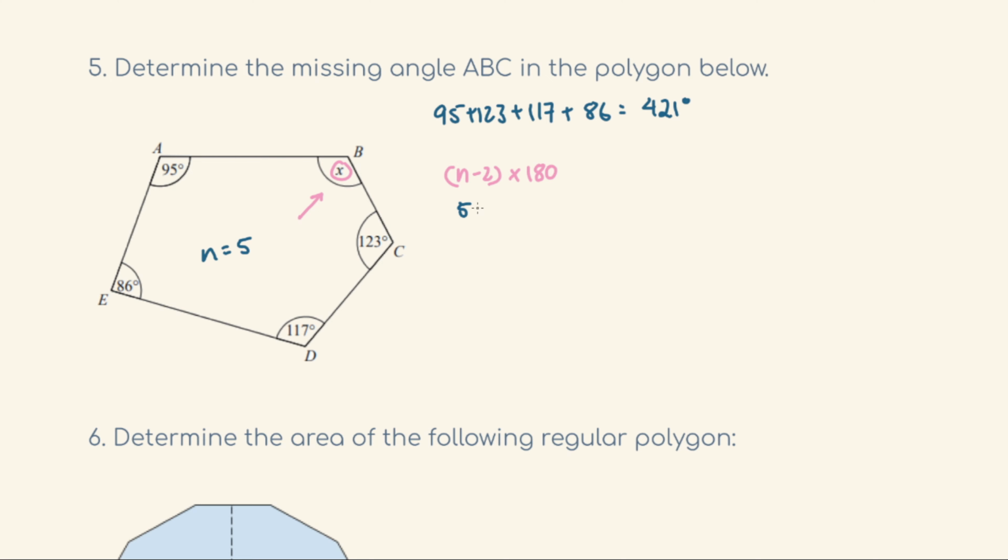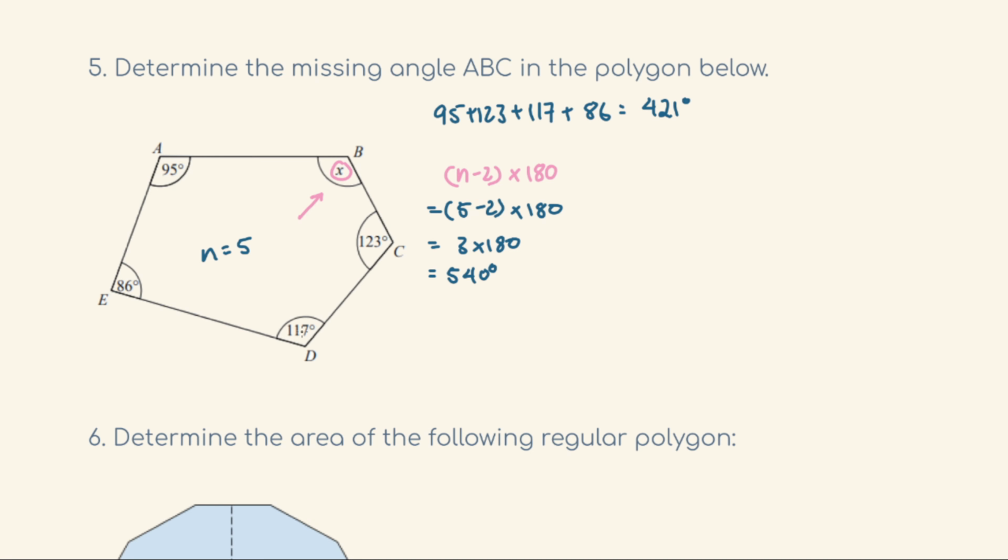So 5 minus 2 times 180, that's going to be equal to 3 times 180. That comes out to 540 degrees. So if I took all these 5 angles and added them up, that's going to come out to 540.